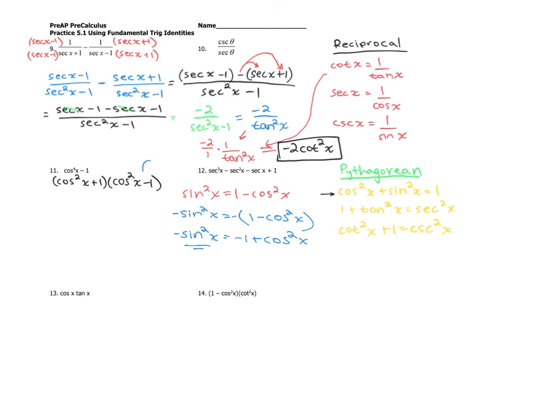So let's write down here, this is actually just minus sine squared x. So now let's write that down as cos squared x plus 1 times minus sine squared x. And this is actually our final equation because this cannot be broken down any further.